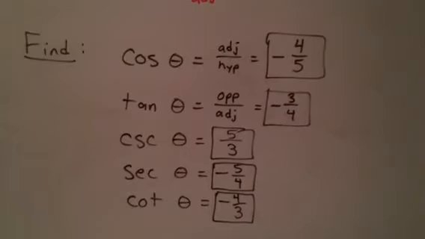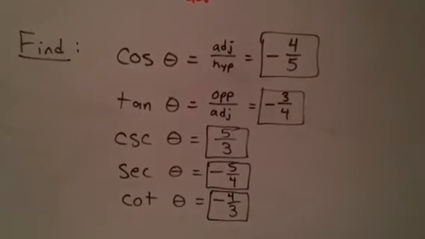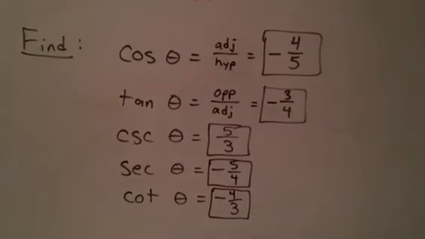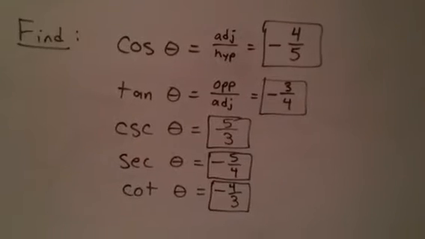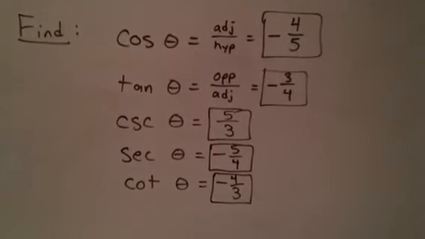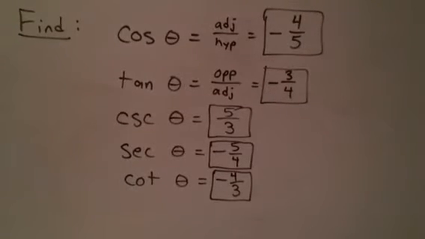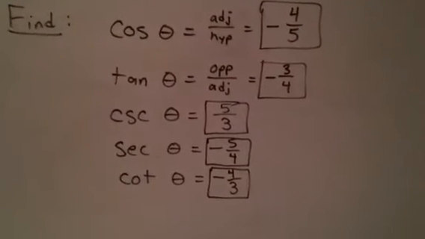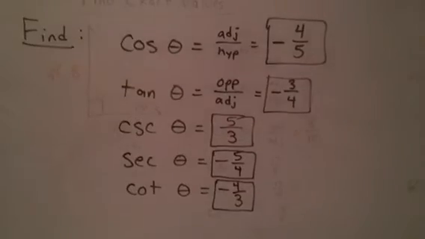Cosecant, secant, and cotangent are just the reciprocals of sine, cosine, and tangent. So taking the reciprocals, we get cosecant of the angle is 5/3, secant of the angle is negative 5/4, and cotangent of the angle is negative 4/3.